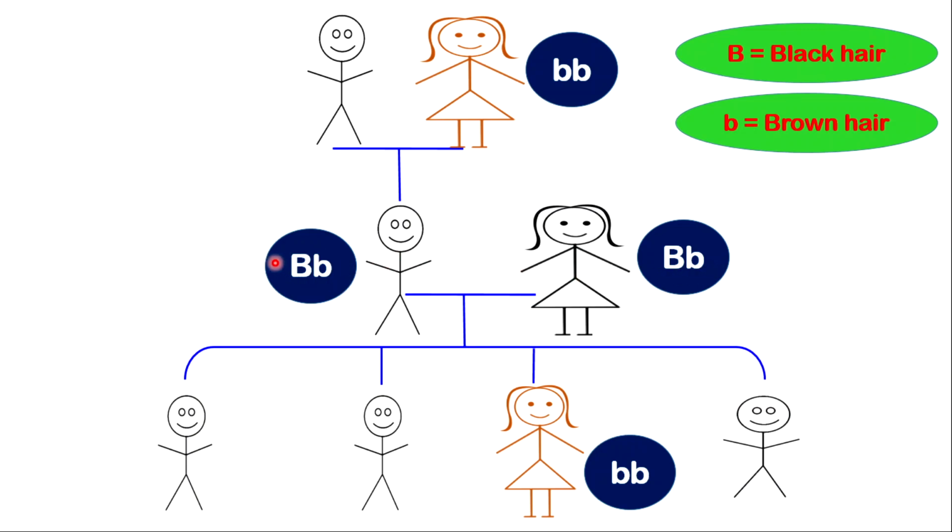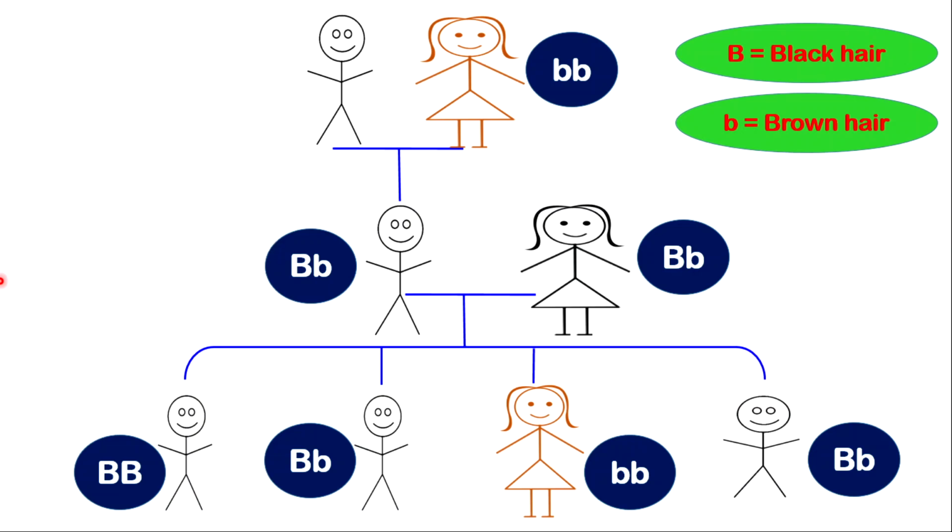Now, if you do a Punnett square with these heterozygous parents, you'll notice you get a 3-to-1 ratio. You could do that on your own on a piece of paper, and you'll notice that the results will be like these. So there's a 25% chance of getting a homozygous dominant child and a 50% chance of getting heterozygous children, and only 25% chance of getting a homozygous recessive individual.